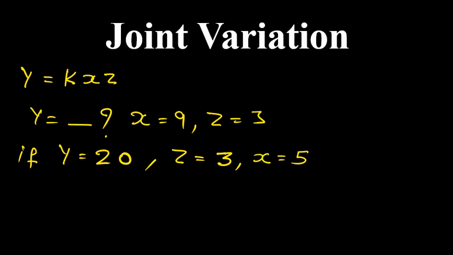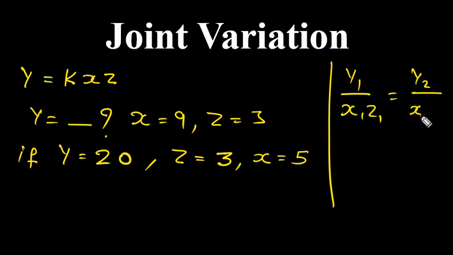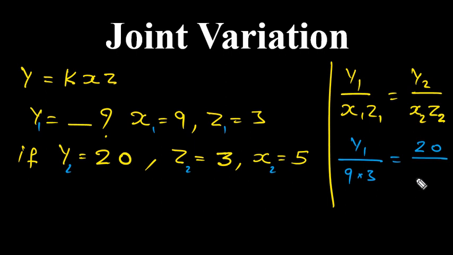Now this is the given information. What will you use now? y1 over x1 z1 equals y2 over x2 z2. You need to find y1, x1 is 9, z1 is 3, so 9 multiplied by 3 equals y2 is 20, divided by x2 which is 5 multiplied by 3, and that's it. Now you do the cross product and you can solve it.